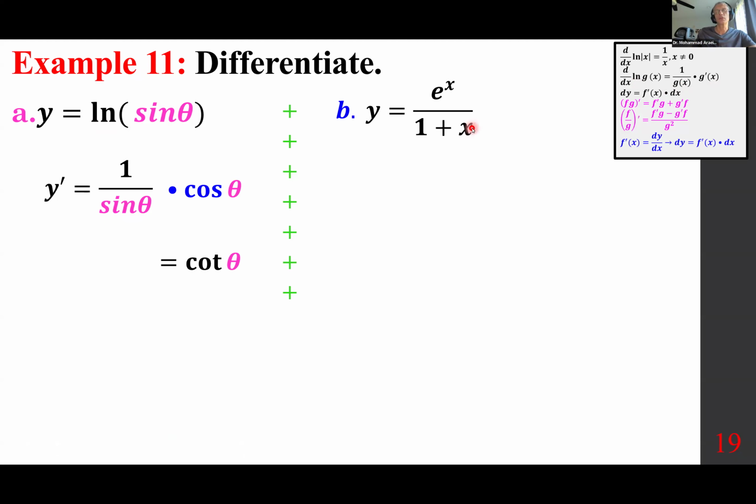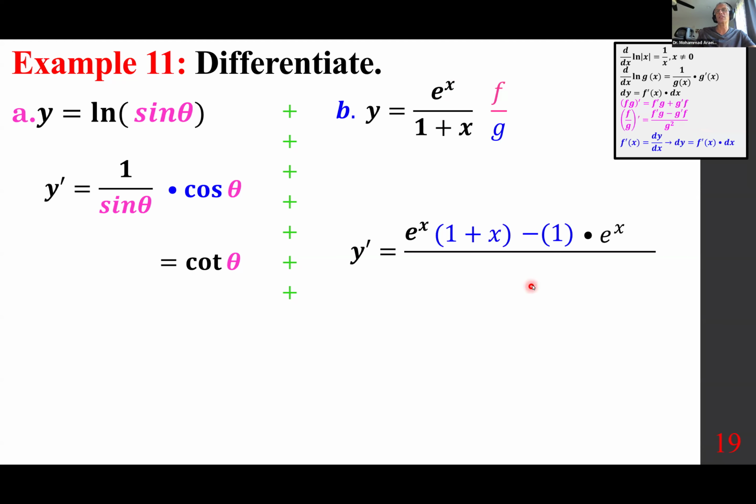What about this function? We notice we have to use the quotient rule, so we call it f over g. Therefore, f prime g minus g prime f over g squared. So f prime, the derivative of e to the power of x, is itself, times the bottom, 1 plus x, minus g prime, the derivative of the bottom, which is simply 1, times the top f, e to the power of x, and just write the bottom and square it.